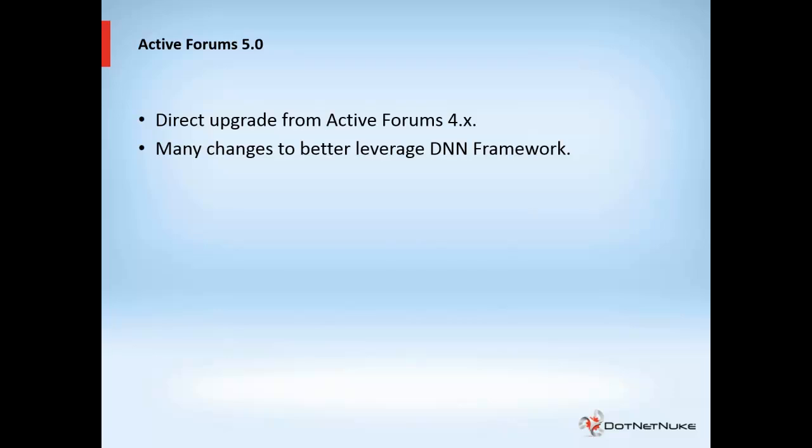So in 5.0, there have been a lot of changes. Many of the changes are to better leverage the DNN framework. With Active Modules, when Active Modules was managing Active Forums, we did a lot of things so that we could maintain compatibility across multiple versions of DotNetNuke. With 5.0, it does require DotNetNuke 6.2, and that means that we're able to leverage a lot of the new features, a lot of the capabilities in the framework. So it has full support for the social API, things like notifications, journal integration. All of that is built into Active Forums 5.0.